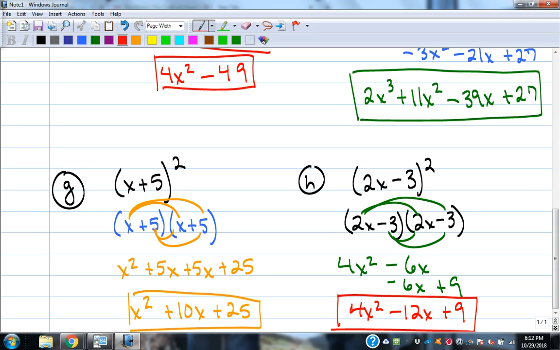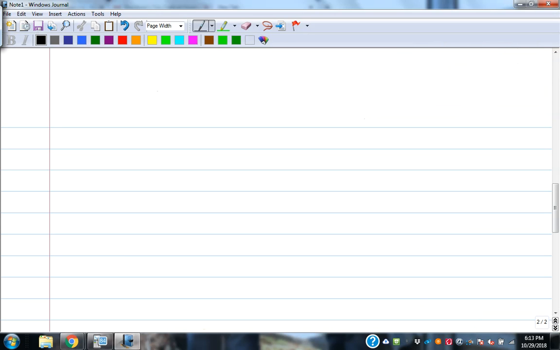Distributive property. That's the only thing you've got to know for this is distributive property. And then combining like terms.